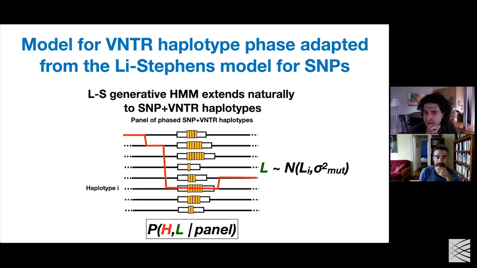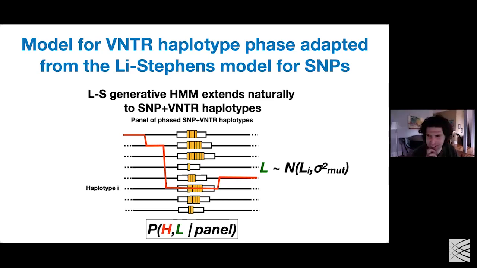Sure. And you learn that? Yes, the width of this distribution is learned from the data, and meant to allow for error in the panel VNTR lengths and the possibility of mutation. The copied haplotype is supposed to be the haplotype with a recent common ancestor with the new haplotype, but perhaps there was a mutation between. Right, anywhere between the common ancestor and either of the two. That's right. Okay, cool. Great.